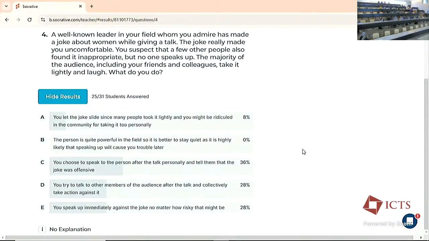Can we hear from the group in the last row? We haven't heard from you at all. Yeah, I think we went for C, and we thought we'd do it quite gently and subtly. Maybe talk about something else first, butter him up a bit, assuming it's a him, and then maybe at the end just say, "Oh, I didn't think that joke was quite appropriate."